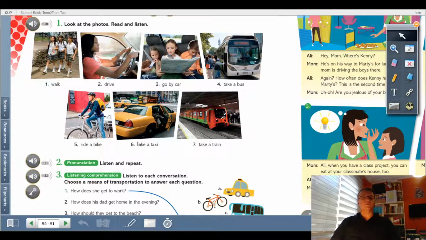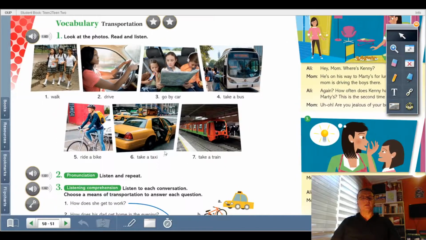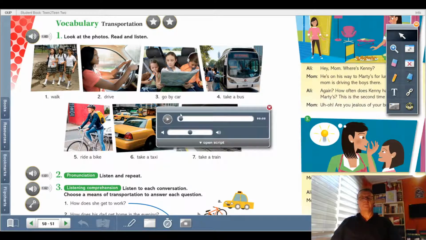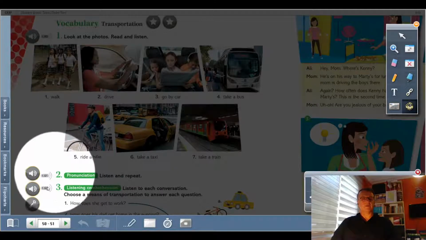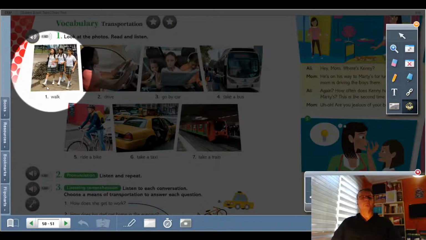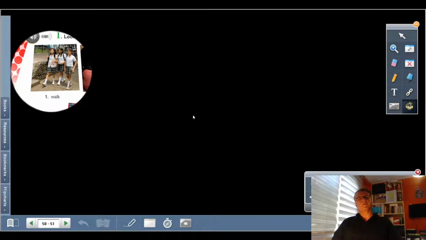Let's come to the pronunciation. The same section. Now this time you are going to listen and repeat. Unit 7, page 50, Vocabulary, Exercise 2. Listen and repeat.